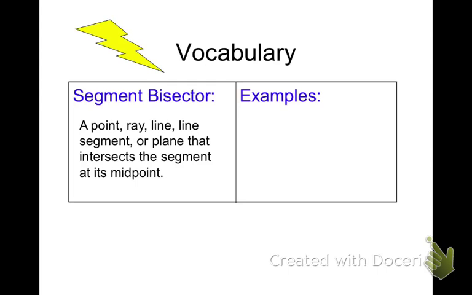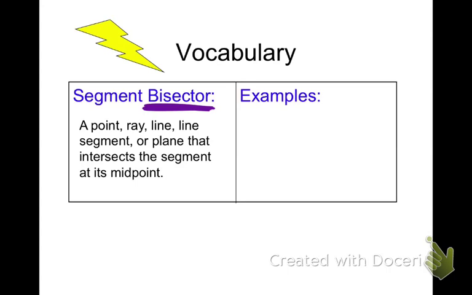that intersects the segment at its midpoint. So a point, ray, line, segment, or plane that intersects the segment at its midpoint. So whenever you see the word bisector, usually we think of the word bi as 2, right? Bicycle, 2 wheels. Okay, bisector, it's intersecting it or secting it into 2 spots at the midpoint.